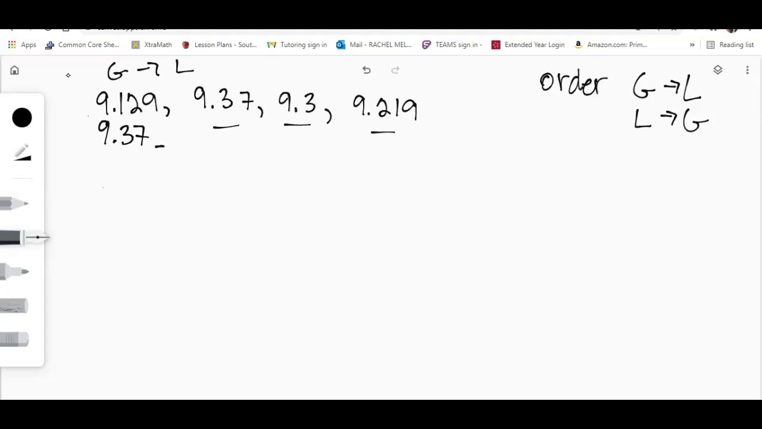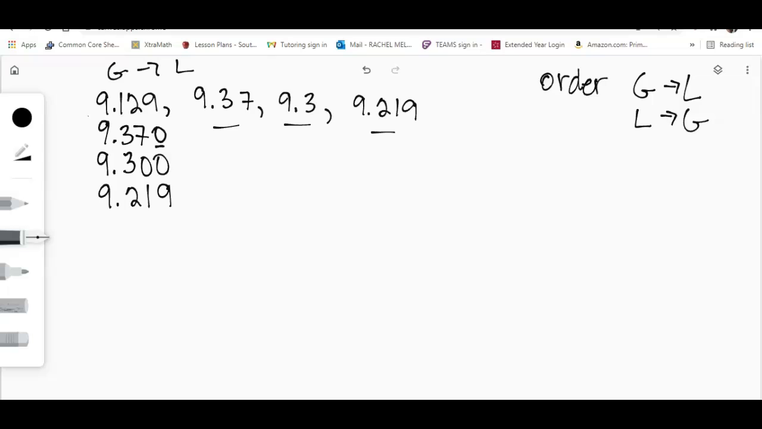There's no digit. So I can add a 0 because adding a 0 does not change my value. Then I have my next number, which is 9 and 3/10. And again, I can place zeros in those place values so that they're all into the thousandths. And then my last number is 9 and 219 thousandths.